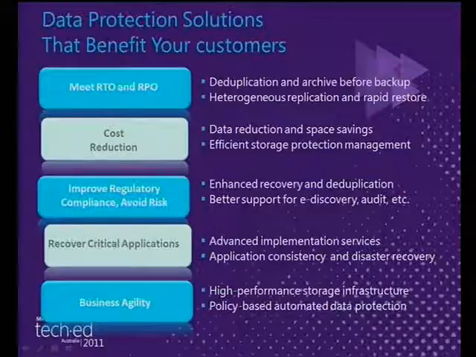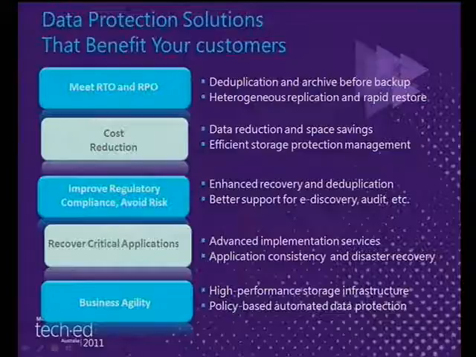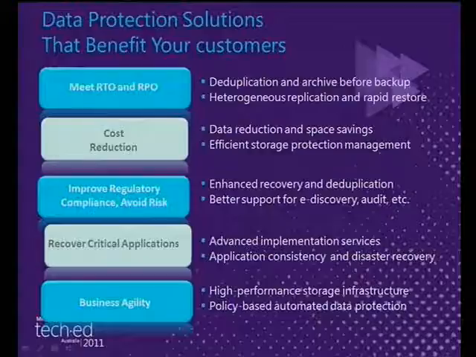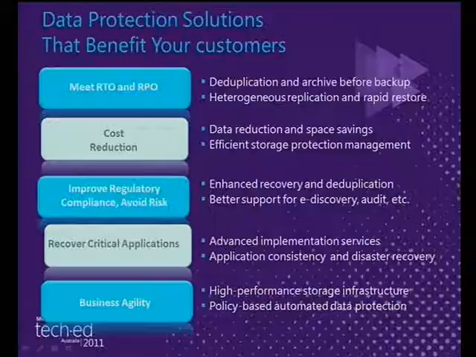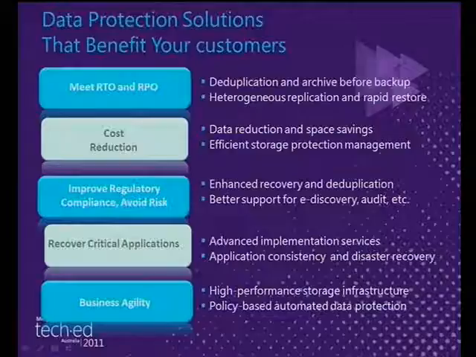So the things that we need to look at is we need to meet our RTO and RPO, so how quickly we can recover our environment and how much data we lose when we do so. We also need to reduce our costs, and improve our regulatory requirements, so how we're responding to any legal requirements across the environment. Recover any critical applications, so how quickly we can get our critical applications up and running and ensure that they continue running. And have an agile business.